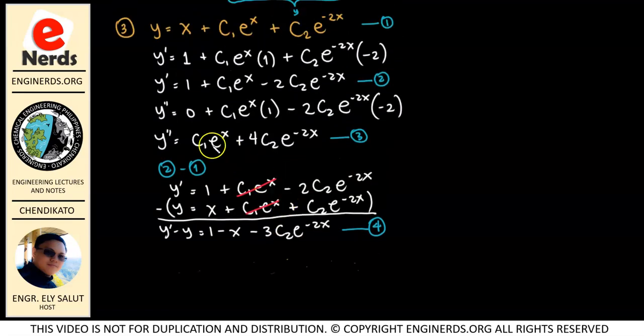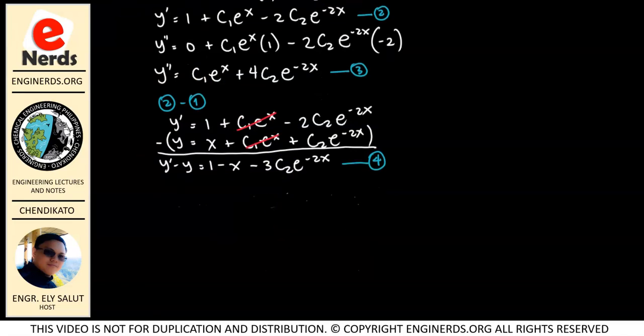So, ang gagawin naman natin ngayon, since kung titignan din natin itong ating equation 3 and equation 2, we also have c1 e to the x and c1 e to the x here. So, kapag sinubtract din natin yan, we're going to eliminate our arbitrary constant c1, no? So, yan ang next na gagawin natin. We're going to subtract equation 3 to equation 2. So, sulat muna natin yung ating mga equations.